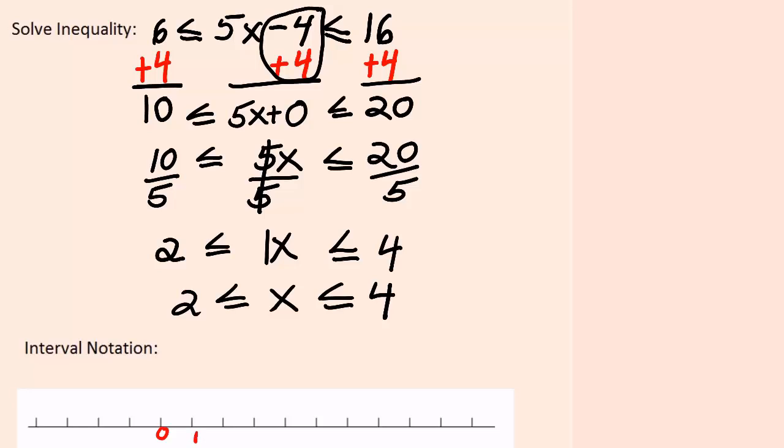So x can equal any number between 2 and 4, including 2, and including 4, because neither of the inequalities is a strict inequality. I'll have a bracket at 2 and a bracket at 4 and a line connecting the two of them. And the interval notation will look very much like the graph.